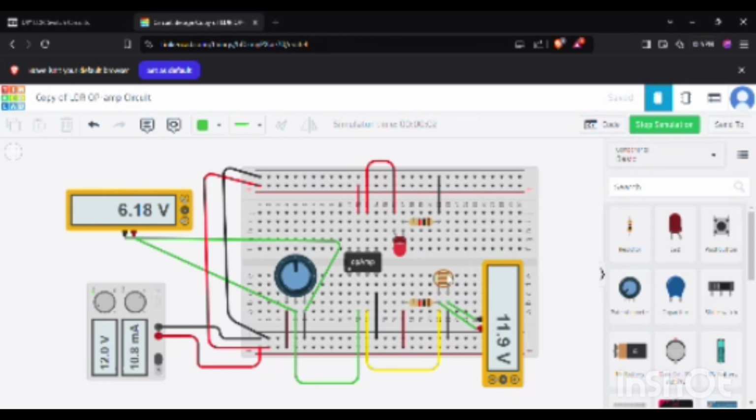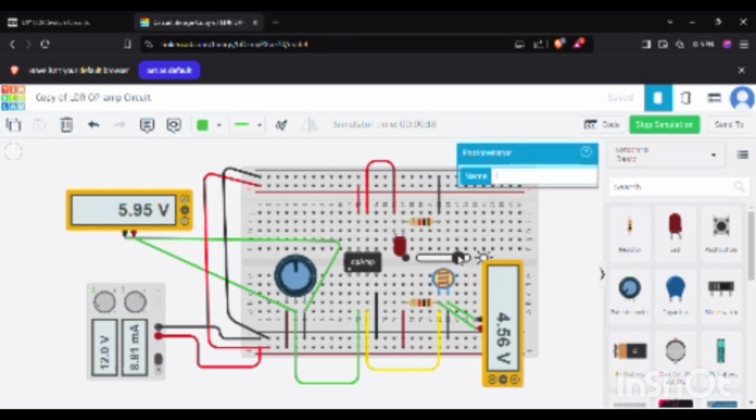When the LDR resistance is high and the voltage exceeds the reference, the output switches on. And when it goes to bright, the LDR resistance drops and the voltage falls below the reference and the output switches off. That is, the LED switches off. And when it comes to dark, it glows. So this is all about the simulation.